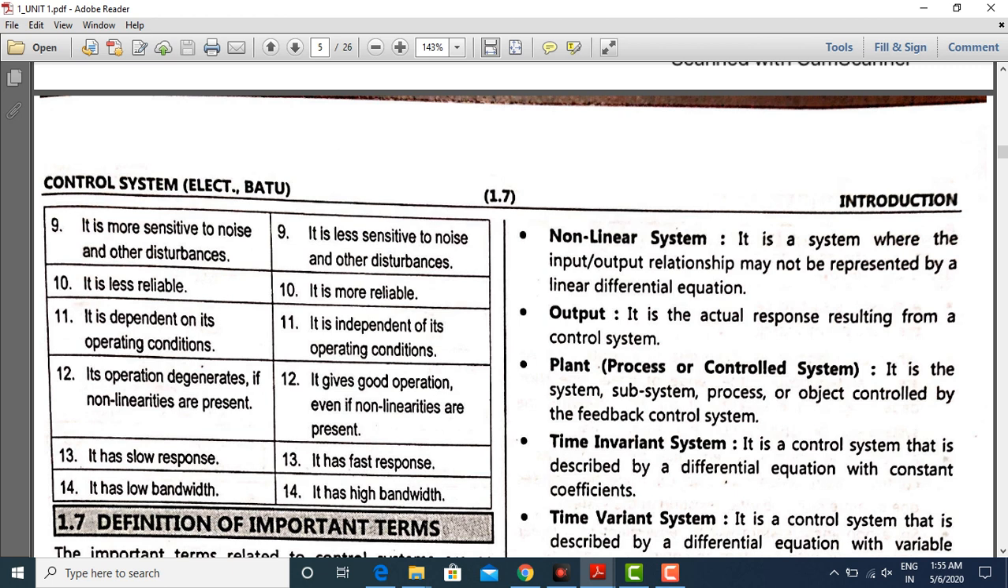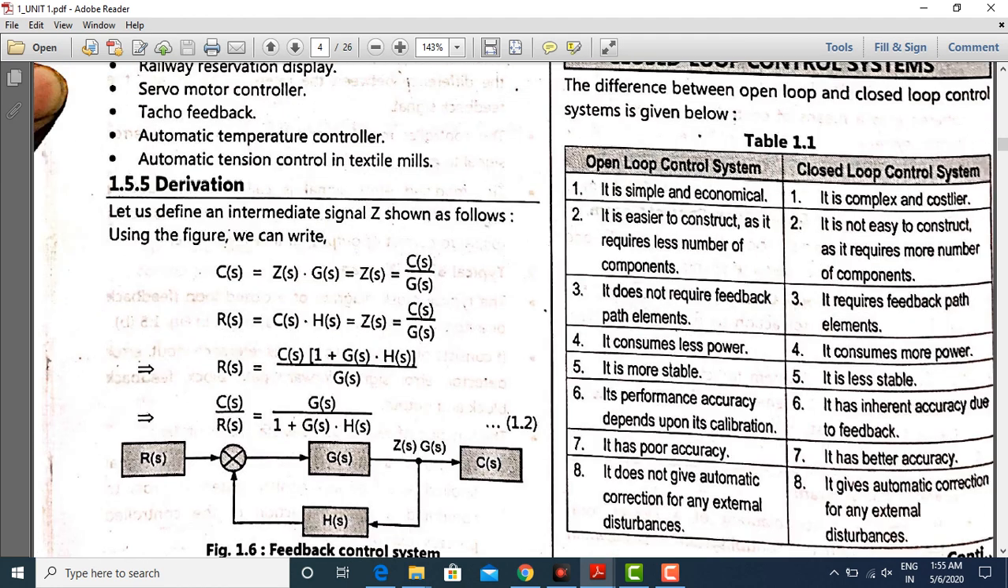10th point, open loop is less reliable. Closed loop is more reliable. Open loop is dependent on its operating condition. Closed loop is independent of its operating condition. 12th point, open loop operation degenerates if non-linearities are present. Closed loop gives good operation even if non-linearities are present. 13, open loop has slow response. Closed loop has fast response. 14, open loop has low bandwidth. Closed loop has high bandwidth.